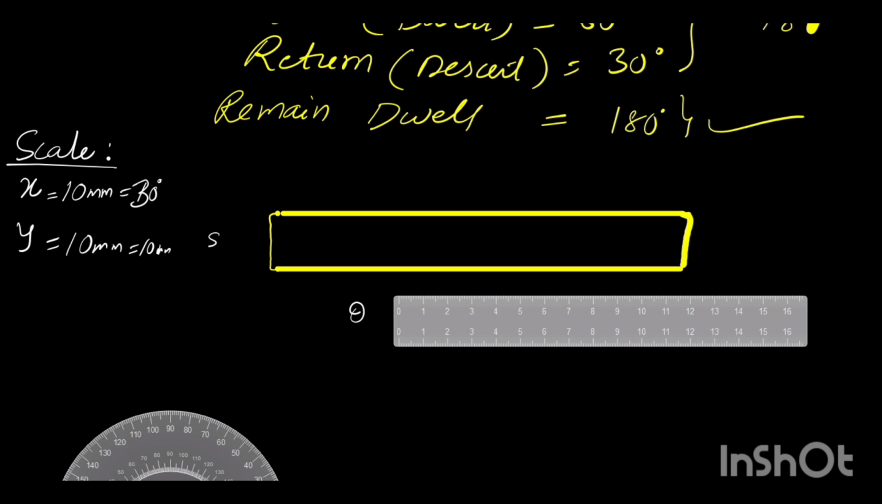After that, only for SHM, you have to find the midpoint here. If the total stroke length, or maximum lift of the follower, is 50 mm, the midpoint will be 25. Taking this as the radius, make a curve. Make a semicircle like this, by taking this as the radius.